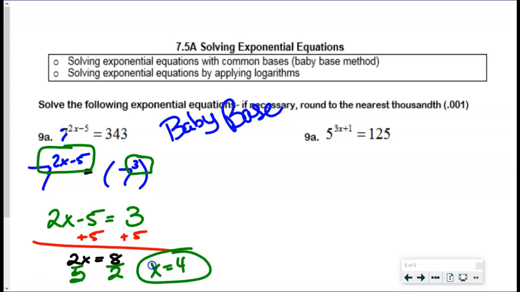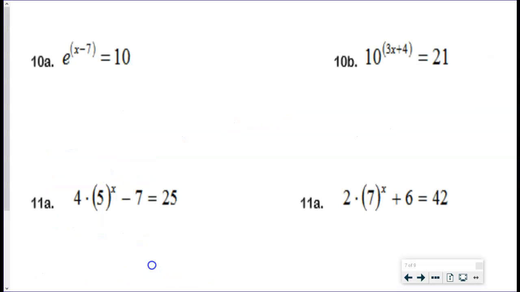I really like the baby base method. I think it's nice. It doesn't involve a whole lot of typing, especially if you can identify that baby base pretty quickly. However, every question on this section, even the baby base ones, could be solved using logarithms. The next couple must be solved using logarithms because you can no longer find a common base. For instance, here you have an e, which is a really funky irrational number, and then you have a 10. So no, I don't think those have anything in common.